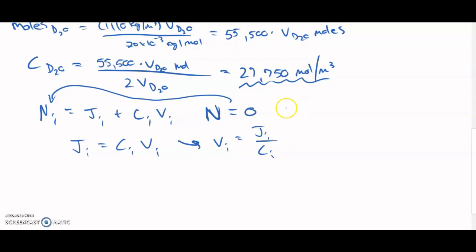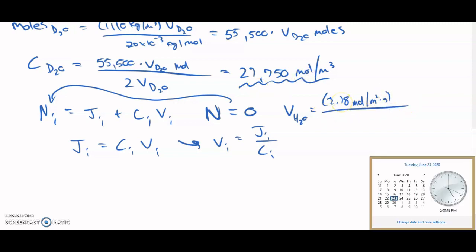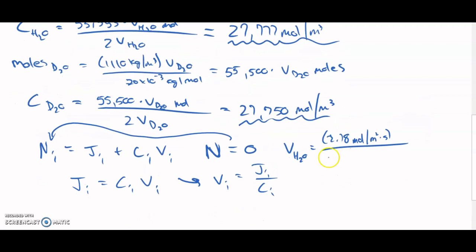And then we can plug in our values for each. So the velocity of water is equal to 2.78 moles per meter squared times seconds over the concentration, which again was 27,777 moles per meter cubed, which will come out to be 1.0008 times 10 to the negative 4 meters per second.